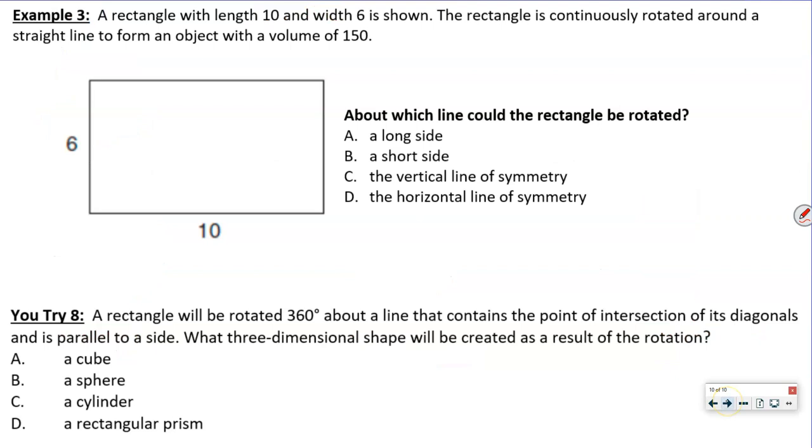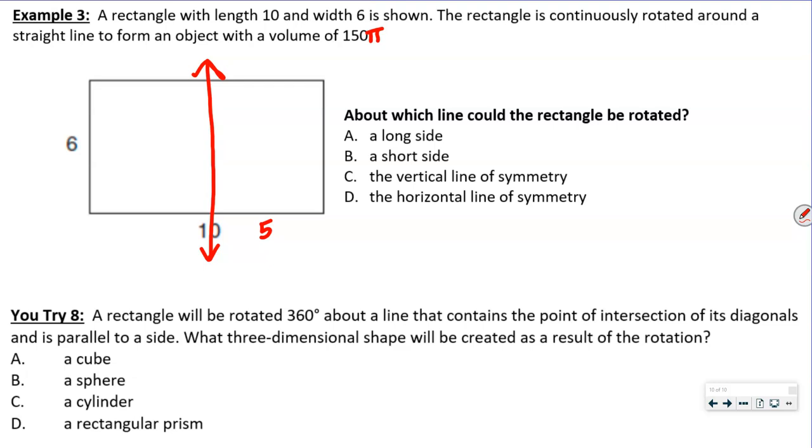Okay? So example 3 says a rectangle with a length of 10 inches and a width of 6 inches is shown. The rectangle is continuously rotated around the straight line to form an object with a volume of 150. And it really would be 150 pi, right? Because we're rotating it around an image, okay? So let's say we cut it here and we're rotating it. We're either going to rotate it that way or we're going to rotate it horizontally, okay? So let's just think, what is our radius here if we rotate it? This would be 5, right? So it's a cylinder.